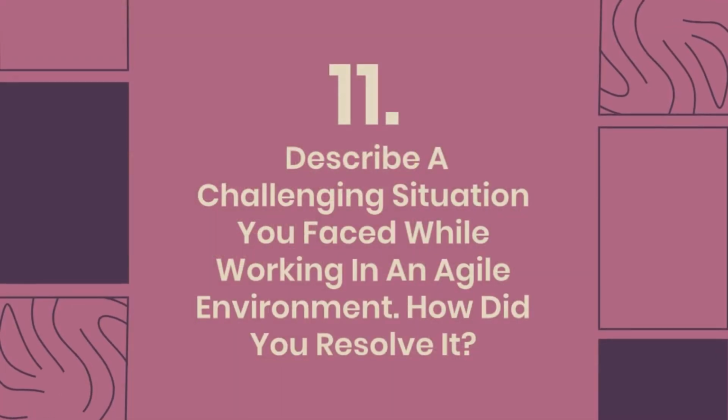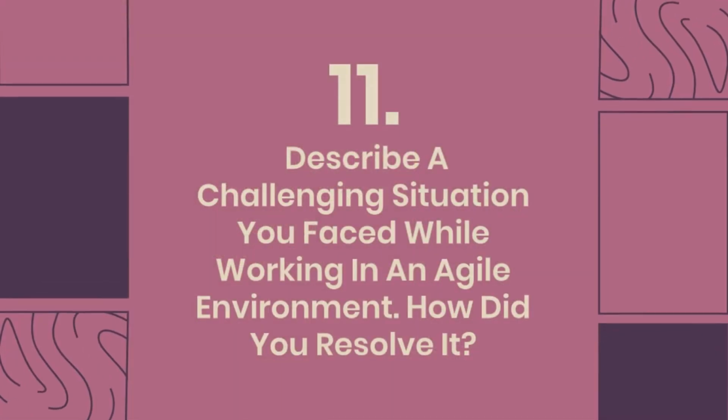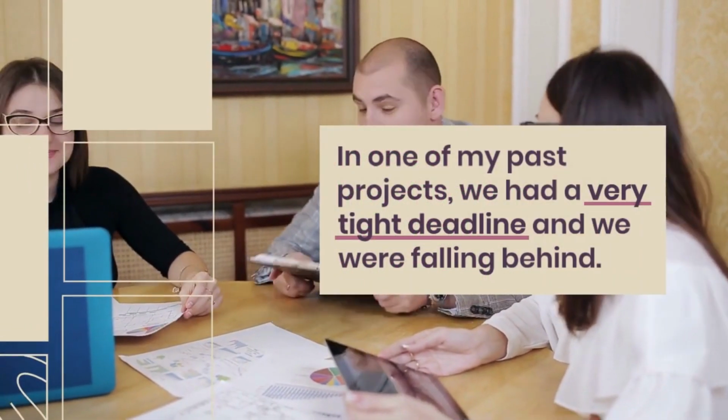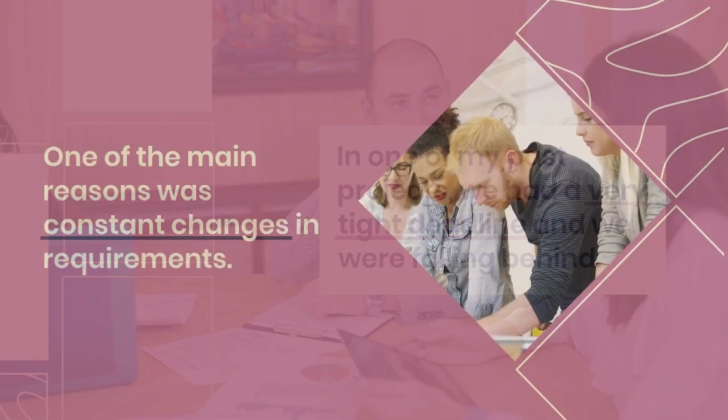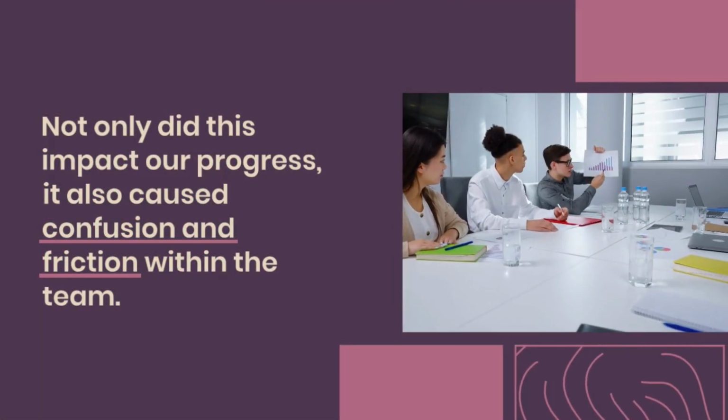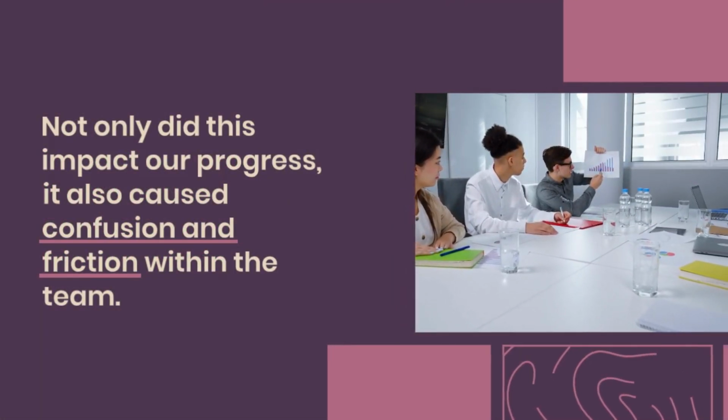11. Describe a challenging situation you faced while working in an Agile environment. How did you resolve it? In one of my past projects, we had a very tight deadline and we were falling behind. One of the main reasons was constant changes in requirements. Not only did this impact our progress, it also caused confusion and friction within the team.